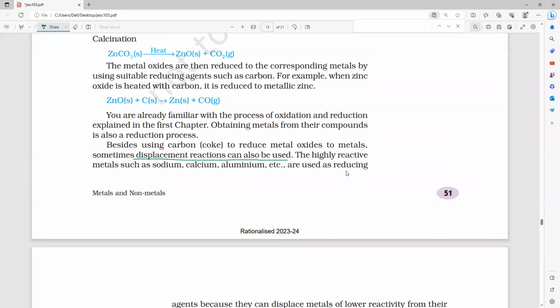That is why I said, instead of coke, we can also use another thing. Anybody can tell me? Aluminium. Aluminium for what purpose? For what reactions, guys? Everybody, please.